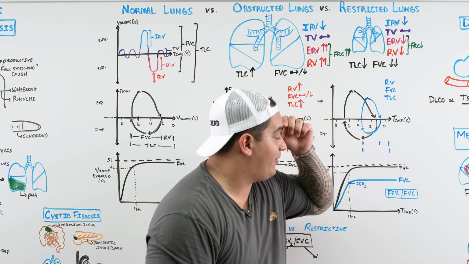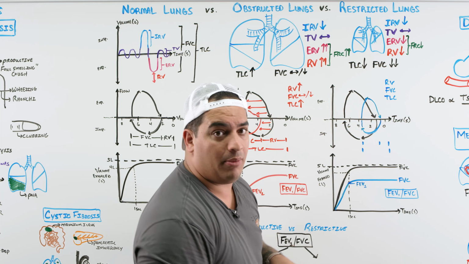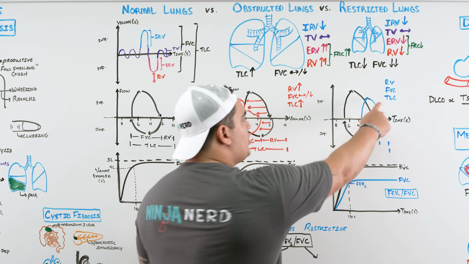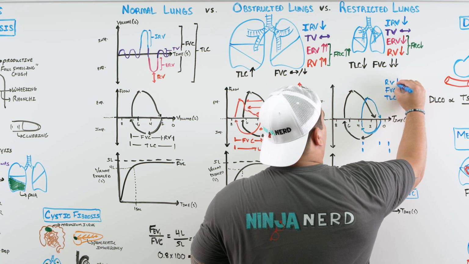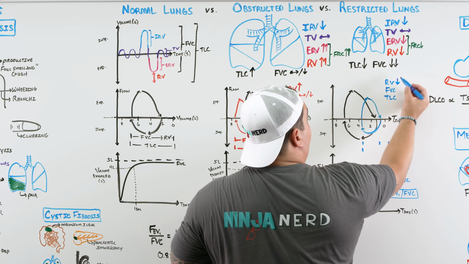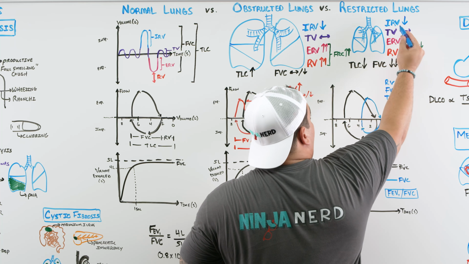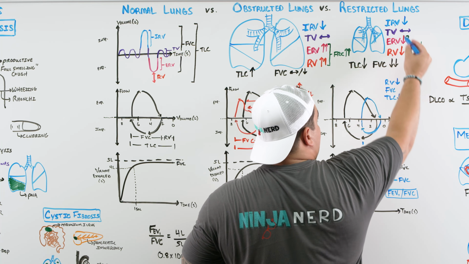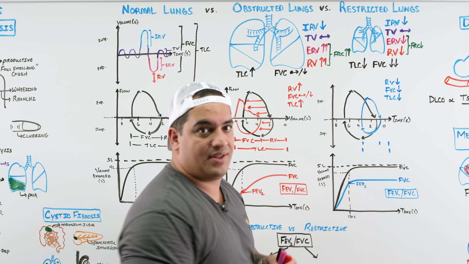Now, compare that to restrictive. For restrictive, here's again our normal in black, and in blue, we're going to talk about restrictive. In this situation, what do we know about their volumes? We know their residual volume is decreased. We know that all of these are decreased, so therefore their total lung capacity is decreased. We know their IRV and their ERV are decreased, and the tidal volume stays the same. But since both of these are decreased, we see their forced vital capacity decreases.